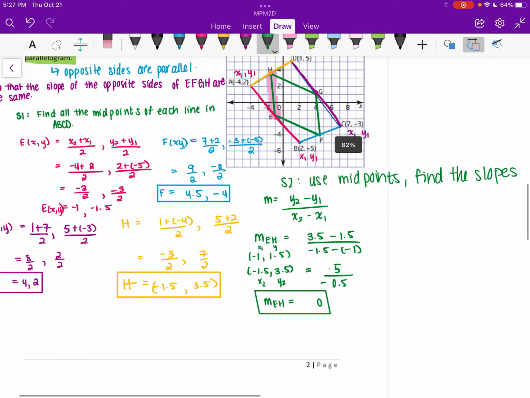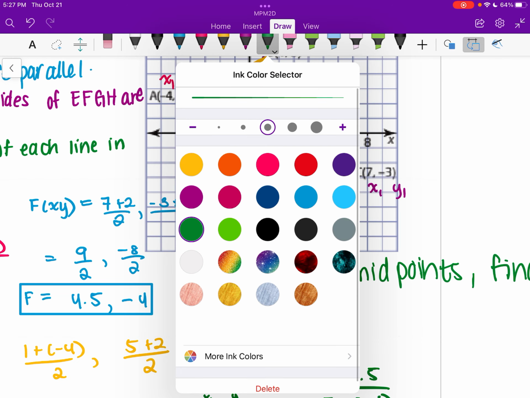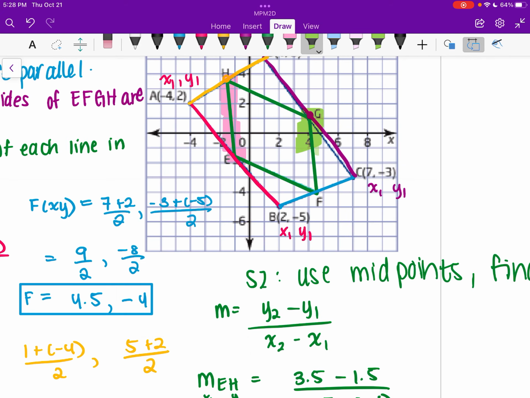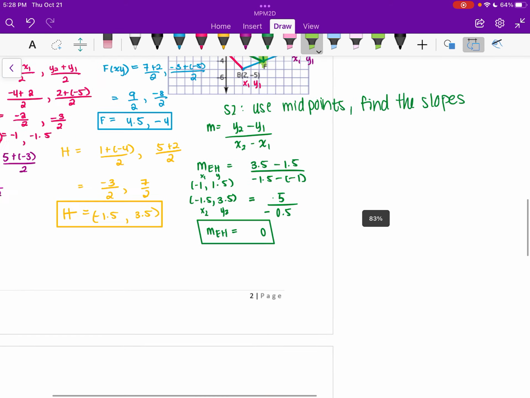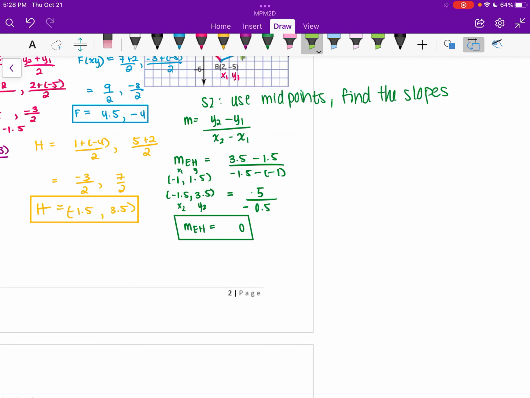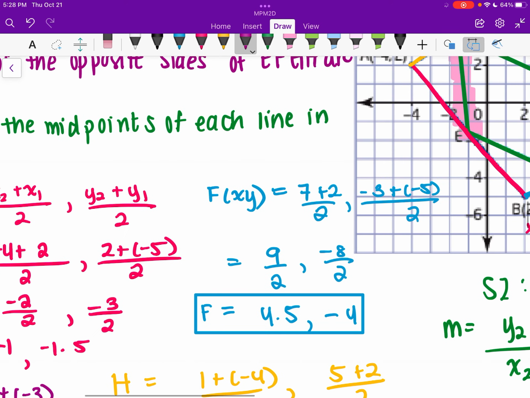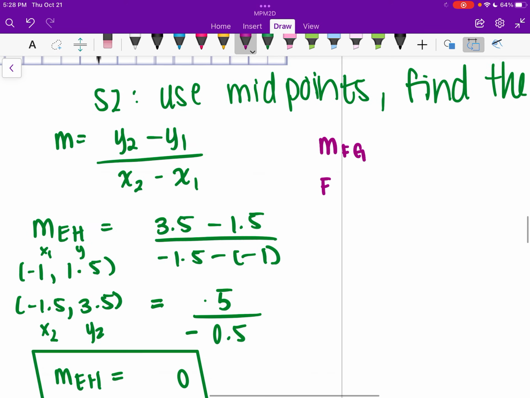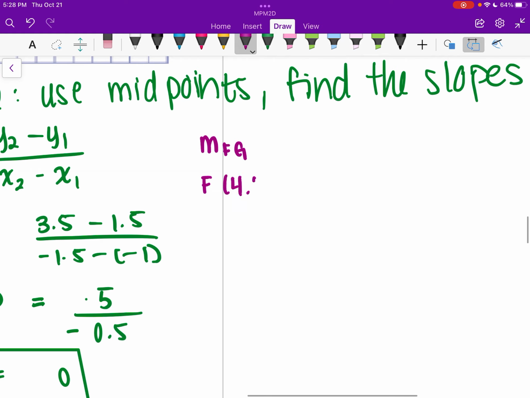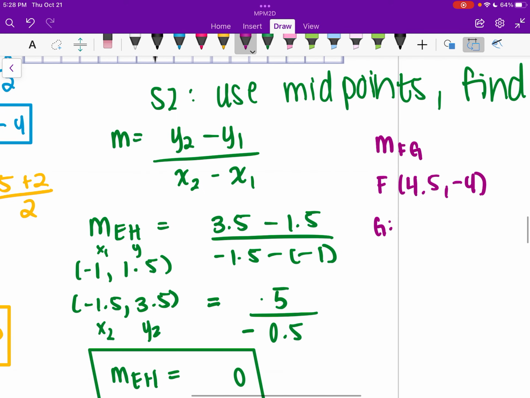Okay, so if I want to find out if that is parallel to our line over here of GF, I need to find out what the slope of GF is, or FG is, right? So let's go find the slope of FG. Again, F for us was, I'm going to go find the value again, 4.5 and negative 4. And then for us, the other one was G, and the points for G were 4 and 2.